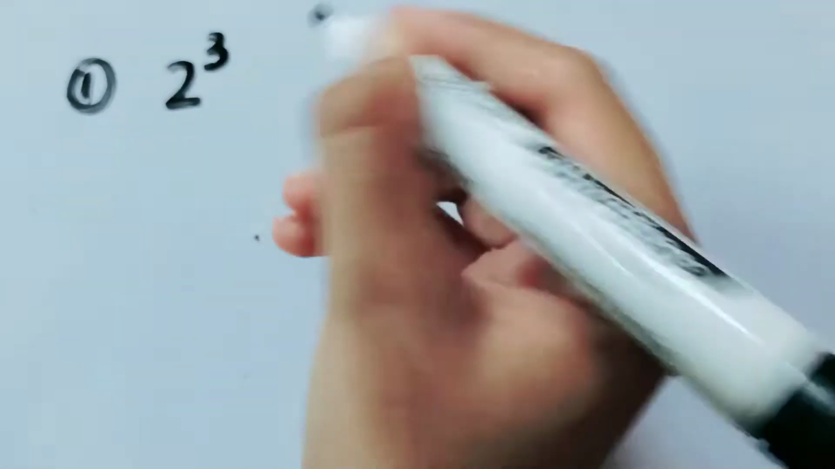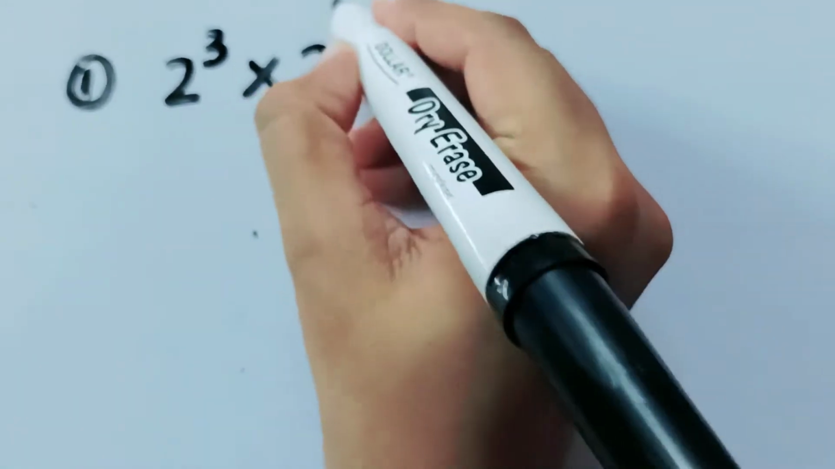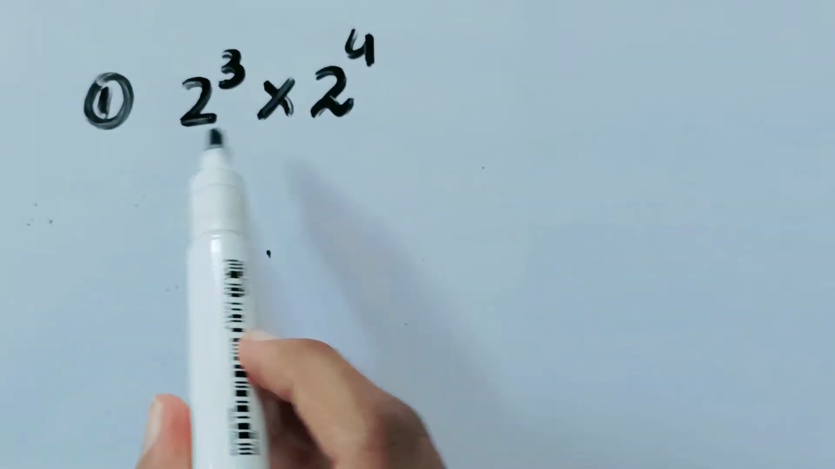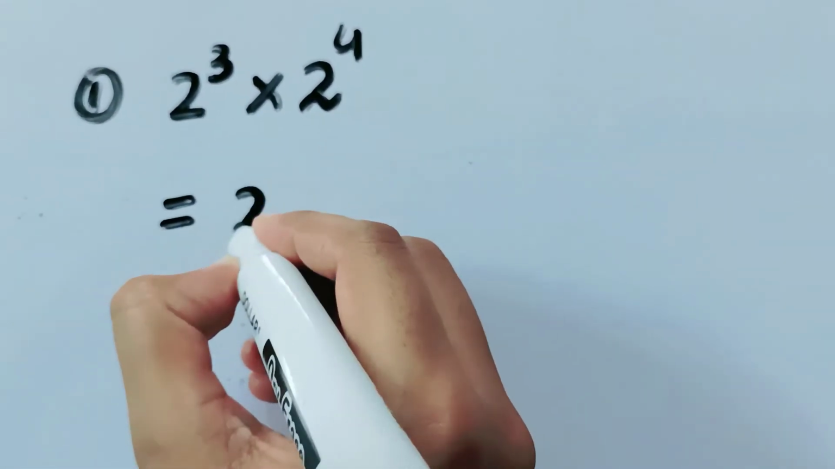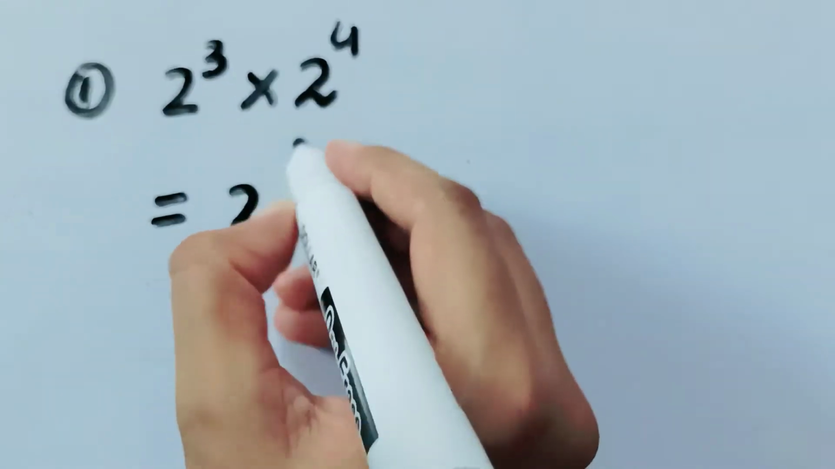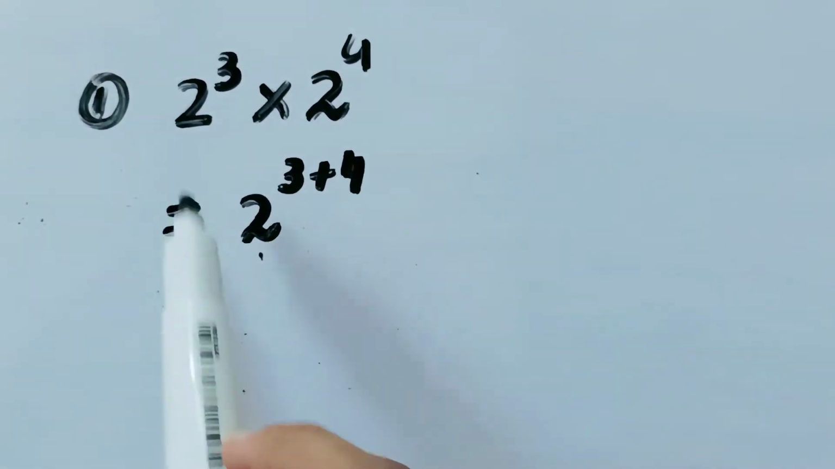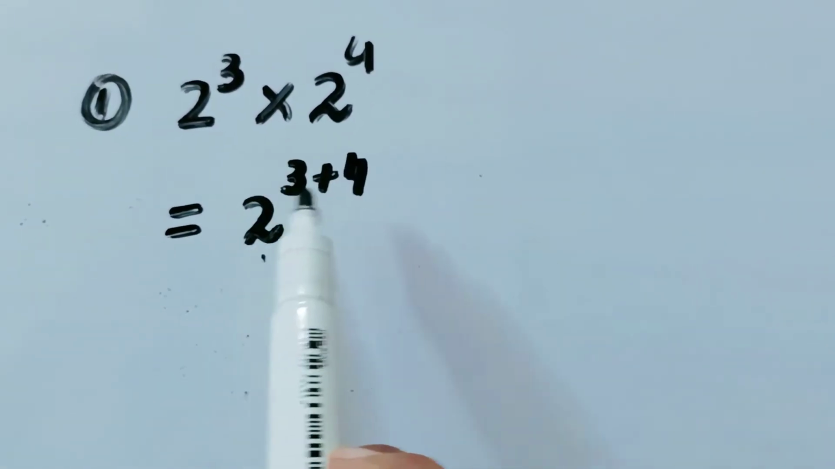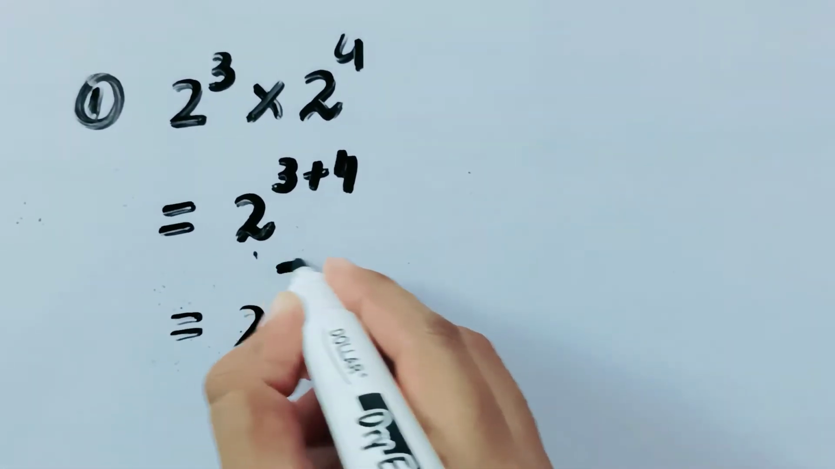Now we will learn about laws of exponents. First of all, if we have 2 raised to power 3 and we are going to multiply it by another term having the same base, 2 raised to power 4, you can see our bases are the same. So if we have the same bases, then we will simply add the powers of our given terms, 3 plus 4. Clear? If we have the same base, then we will add the powers. It will be equal to 2 raised to power 3 plus 4, 7.